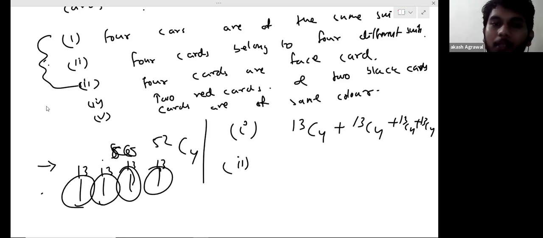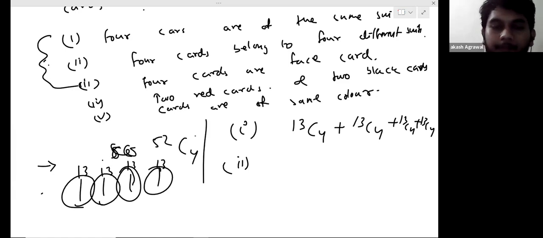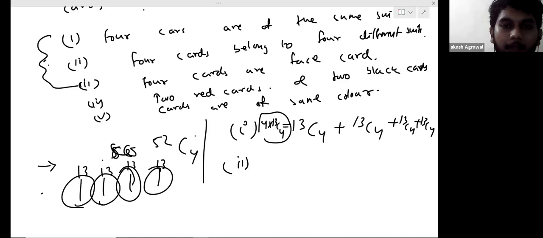Second one, 4 cards belong to 4 different suits. कौन बताएगा इसका आंसर? 13C4 plus 13C3. No, sir, no. When we get 13C4 like that, do we have to solve it, or can we leave it like that? You have to solve it. Actually, this is 4 into 13C4, right? So you can solve this. No issues. I am leaving it like this, but you have to solve this.